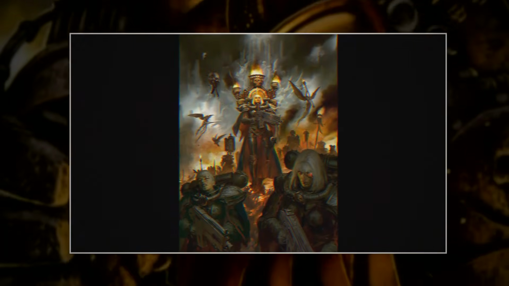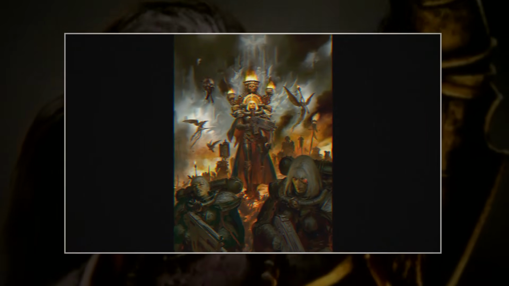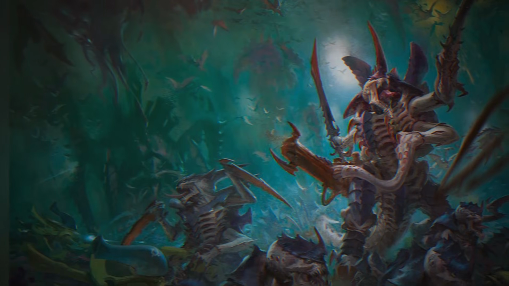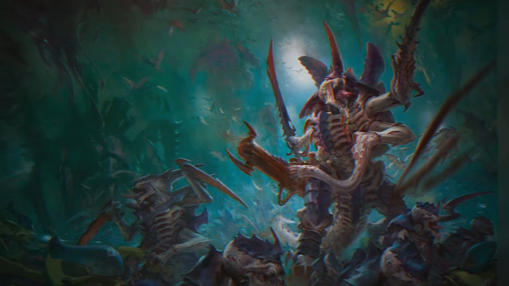Throughout these long millennia, the Imperium endured countless wars, a relentless struggle against a myriad of foes. Xenos empires such as the ravenous Tyranids, the enigmatic Eldar, the brutal Orcs, and the insidious Necrons constantly assailed its borders.